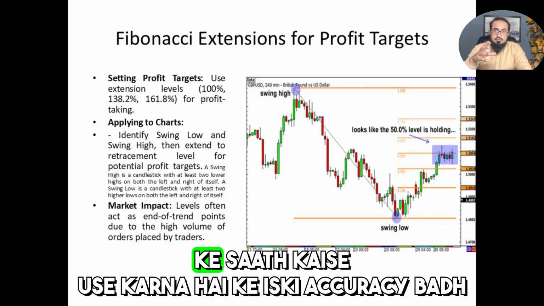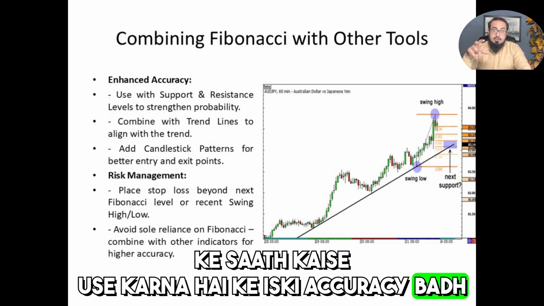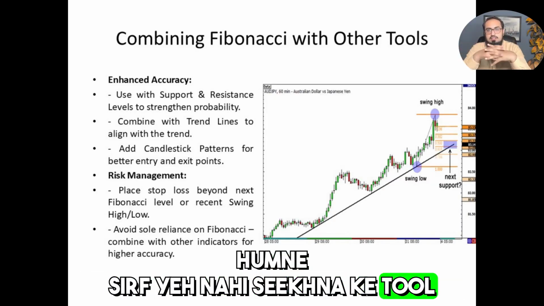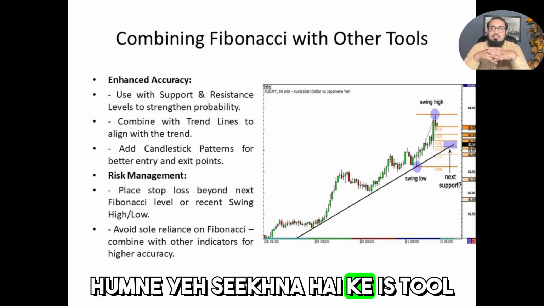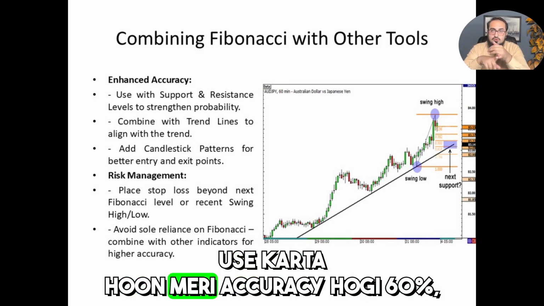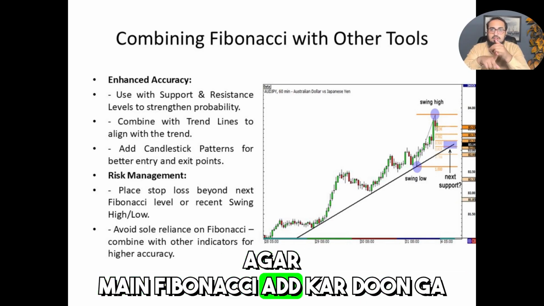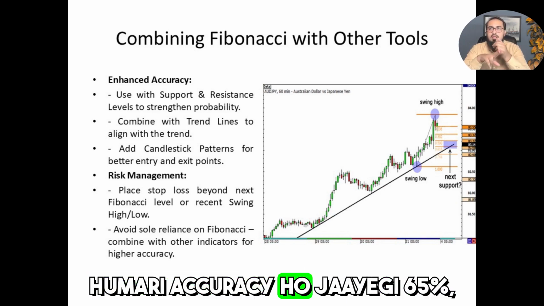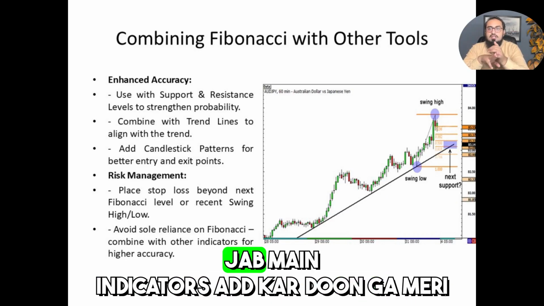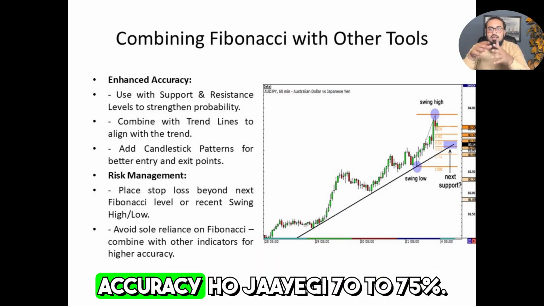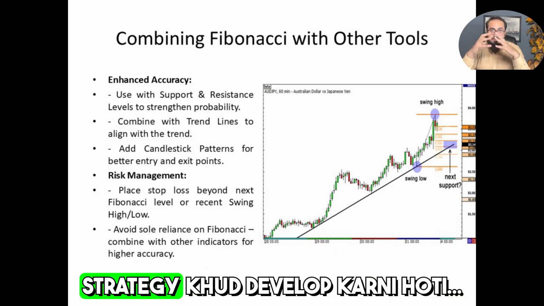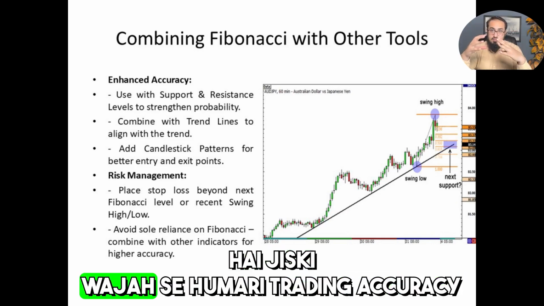Now we have to use this Fibonacci level with other tools to increase its accuracy. As for the rest, all the technical trading tools we will learn, we don't just need to learn how to use the tools. We need to learn how much the accuracy of this tool can increase. If I use simple support and resistance, my accuracy will be a certain percent. And if I add Fibonacci, my accuracy will increase to about 60%. When I add the indicator, my accuracy will become 70 to 75%. So we have to combine all these things to develop our own strategy. This is why our accuracy improves.